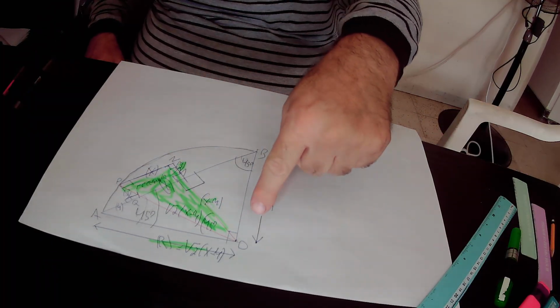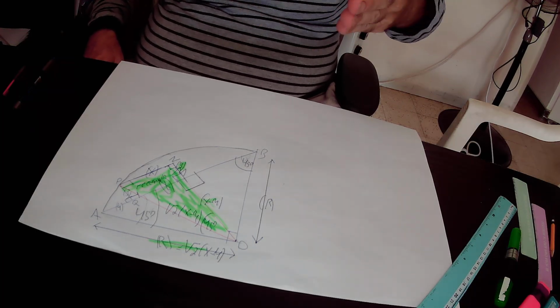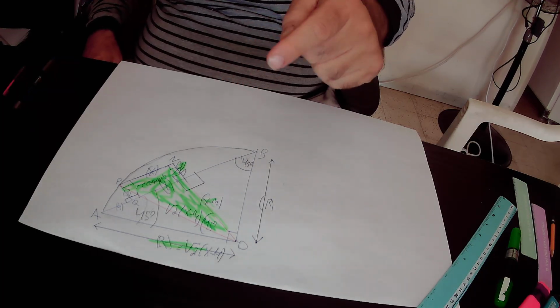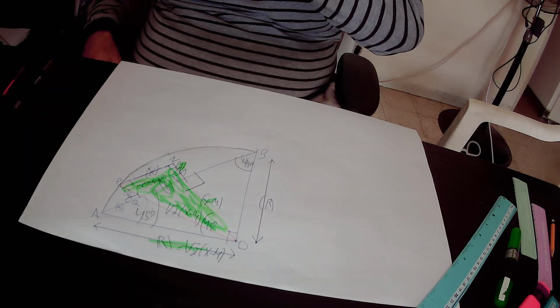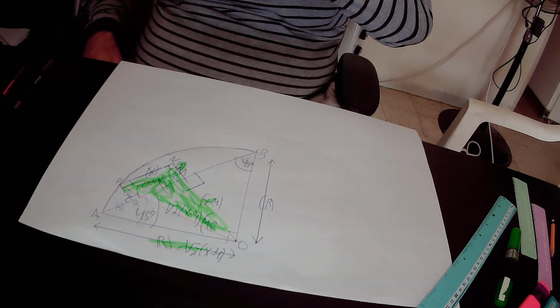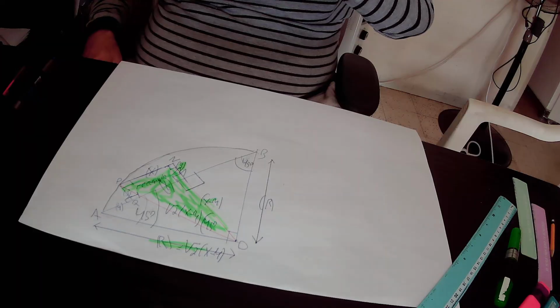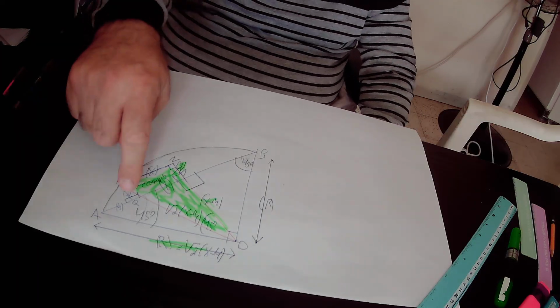OA equals OB, the radius of the quarter circle. So we define the radius of this quarter circle as R. So OA, the radius of the quarter circle, is equal to R, and OB is also the radius of the quarter circle, equal to R according to our definition. So in the next step, we focus on this right triangle AOB.